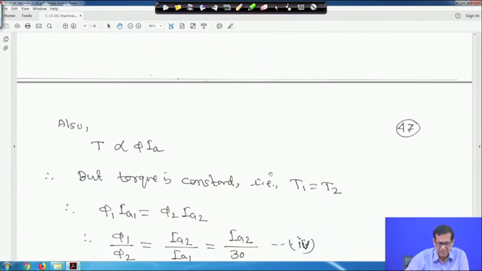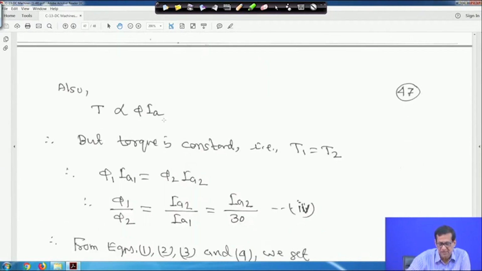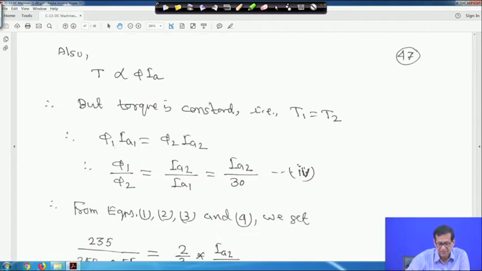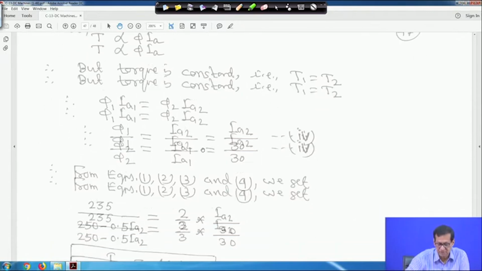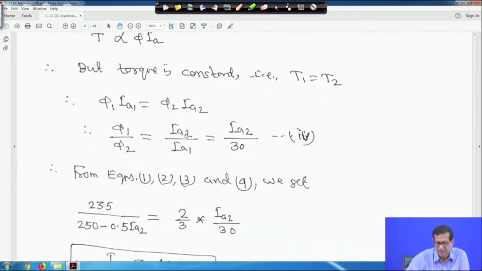Now torque is proportional to phi into Ia, but torque remains constant in both the cases. So T1 is equal to T2. That means phi 1 into Ia1 is equal to phi 2 into Ia2, because the torque remains constant. Therefore, first case phi 1 I1, second case phi 2 Ia2, from which we get phi 1 upon phi 2 is equal to Ia2 upon I1, which is equal to Ia2 upon 30, because Ia1 is equal to 30 ampere.